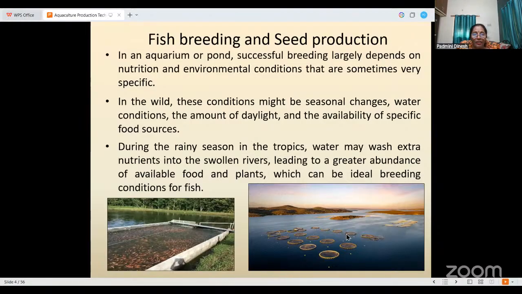So in an aquarium or a pond, say this is a pond, or an aquarium like the small aquariums that you might have in your homes, whoever is interested in growing those small fishes. Successful breeding largely depends on nutrition and environmental conditions that are sometimes very specific. Nutrition is what type of food you are going to give these fishes to grow, and the environmental conditions are what you need to take care of.